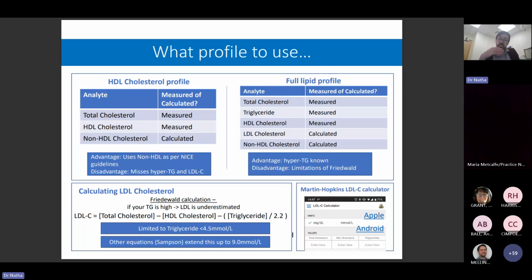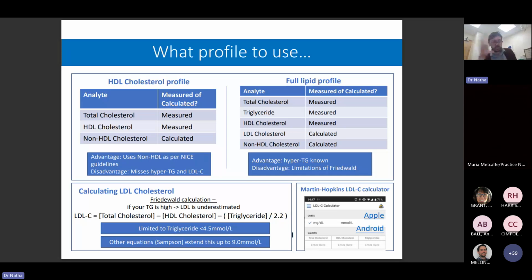But in the community, if you have a patient in front of you where actually you want to know the LDL value, but the triglyceride is high enough that it's knocking it out, I would just want to signpost you towards something called the Martin Hopkins LDL calculator. It's available on both the Apple Store and on Android or Google Play Store. But essentially it's a calculator where, again, you use the total cholesterol, HDL, and triglyceride, and it gives you an LDL despite the triglycerides being high.